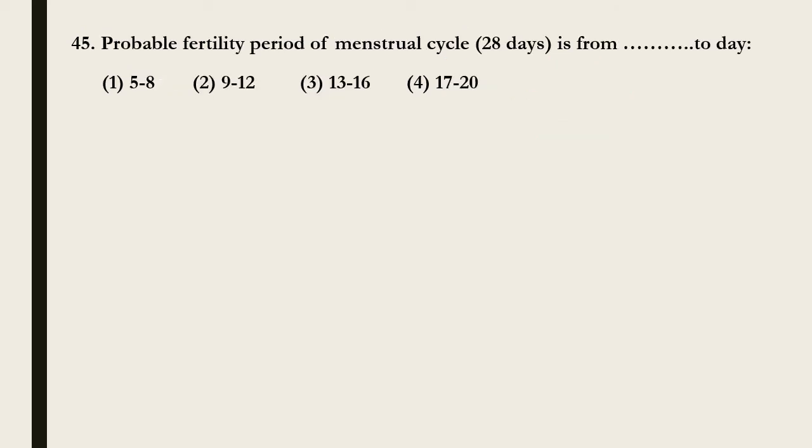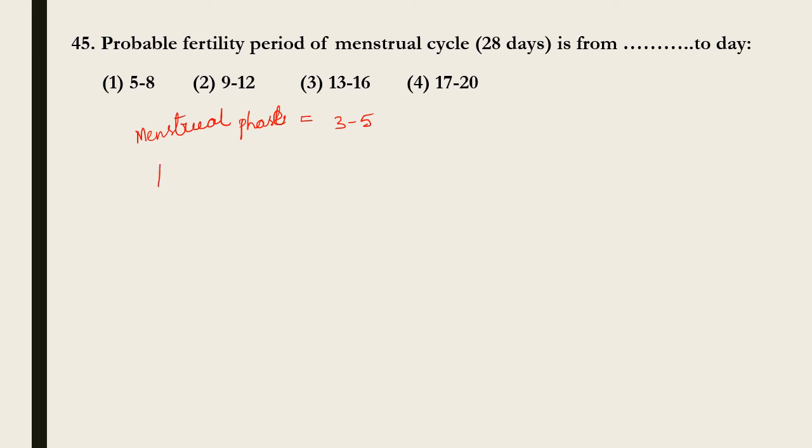Question number 45. The probable fertility period of a menstrual cycle of 28 days is from dash to dash day. That means from which day to which day we consider the fertile period during this menstrual cycle. We all know that the first 3 to 5 days we call the menstrual phase. The first phase is the menstrual phase, 3 to 5 days.